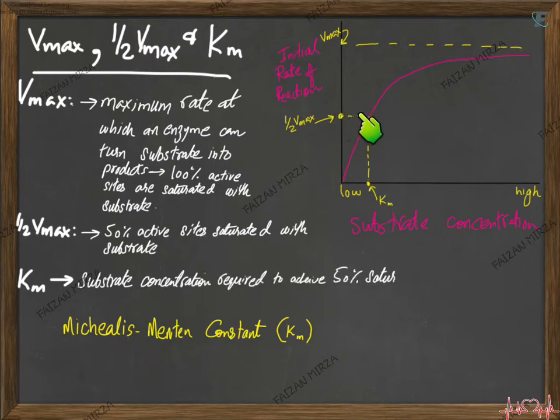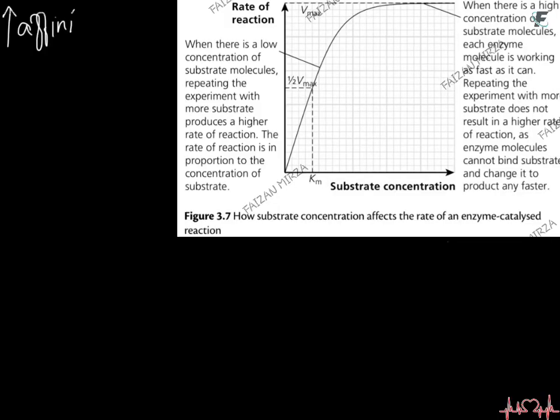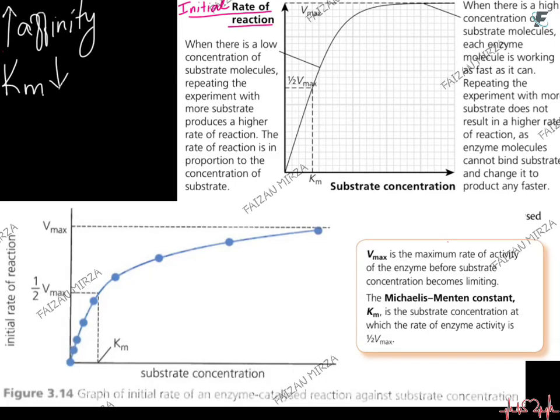If you extrapolate this, touch the graph and drop down to the x-axis, the substrate concentration here is the one at which the enzyme becomes 50% saturated, or is at 50% efficiency. This is called the Km, or the Michaelis-Menten constant. This Michaelis-Menten constant shows you that at a very low substrate concentration, the enzyme was 50% saturated. So the Michaelis-Menten constant is used to predict the affinity of the enzyme for its substrate. If the affinity is high, the Km would be low. If the affinity is low, the Km would be high.